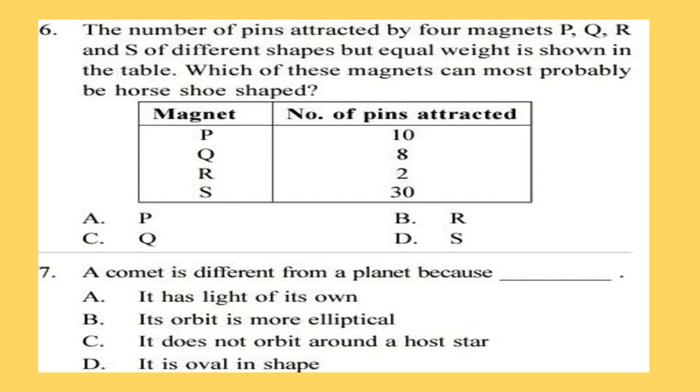Question 7. A comet is different from a planet because dash. A. It has light of its own. B. Its orbit is more elliptical. C. It does not orbit around a host star. D. It is oval in shape.